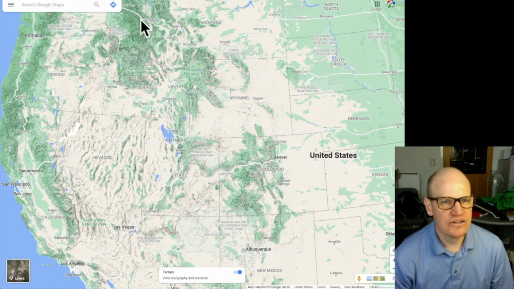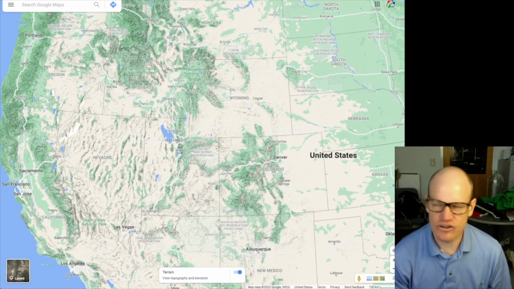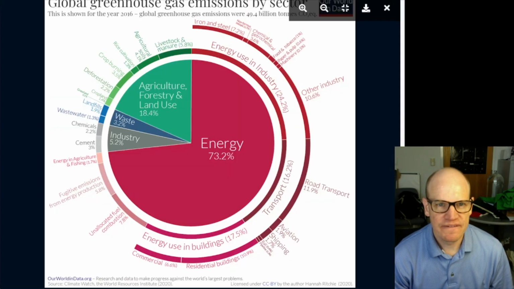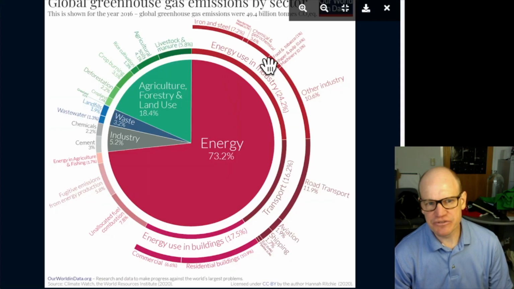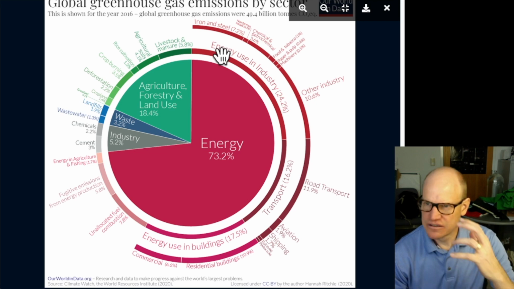All right, so anyways, that's the answer to that question. Geothermal, there are some places where it makes sense, and there are other places where it doesn't make sense. Okay, now back to this. So we have these different uses of energy in industry.